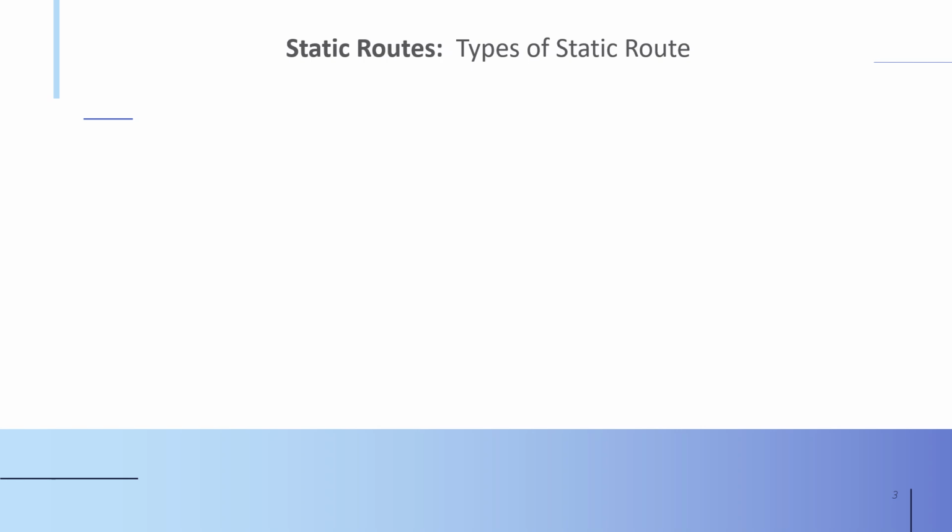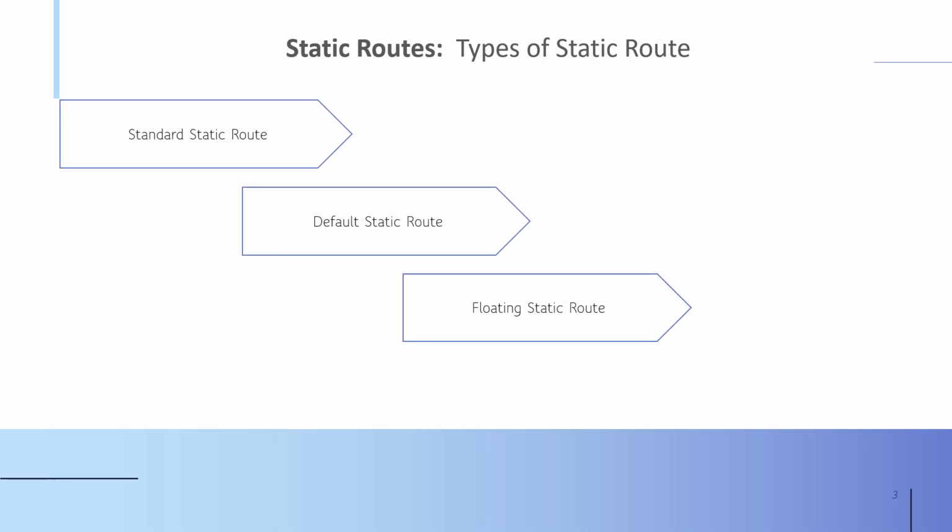Static routes can be configured for IPv4 and IPv6 networks. Both protocols support standard static routes, default static routes, floating static routes, and summary static routes. These are configured by using the ip route and ipv6 route global configuration commands. So let's start step by step.